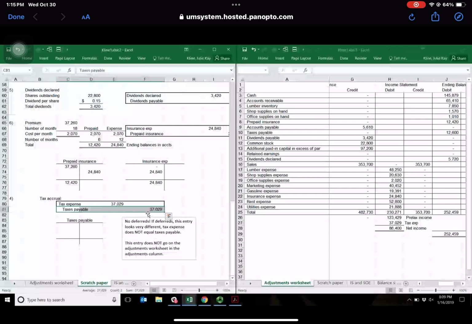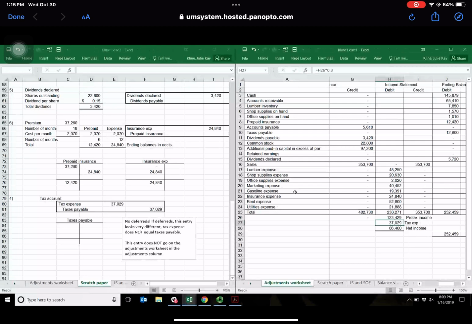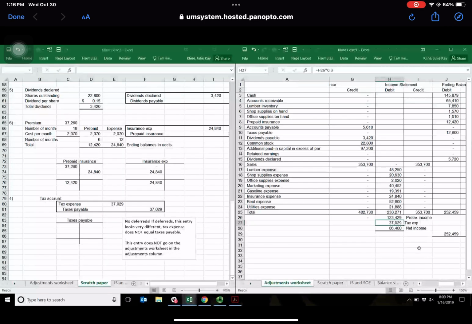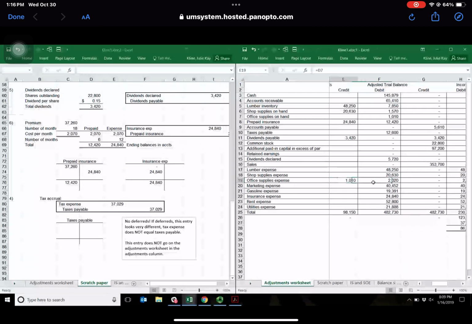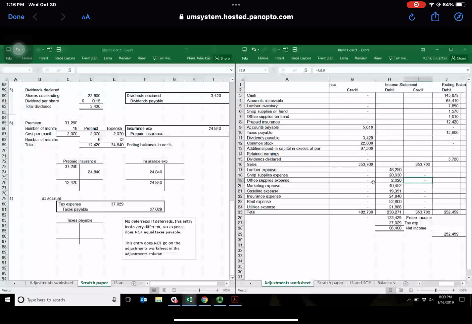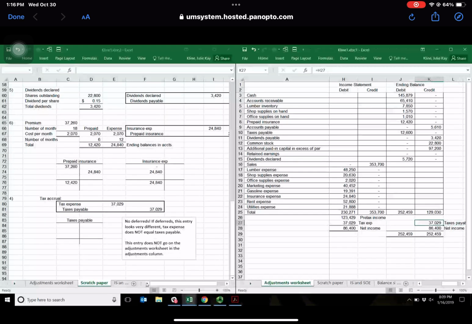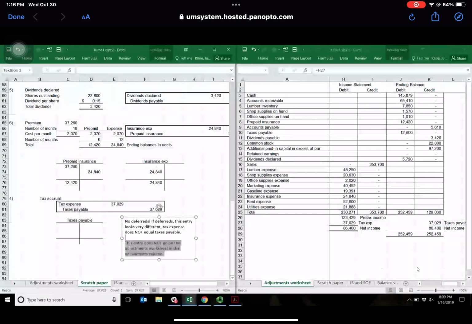And another really important thing is that this entry does not go on the adjustments worksheet. We don't put tax expense in here because it would create a circular problem of tax expense being included in pre-tax income, and then you'd multiply by the tax rate and you would get tax expense, and the math just doesn't work. So it does go on the worksheet, but it goes down below. It doesn't go in the adjustments columns. So the other side of that entry is taxes payable, and that's a new liability account over here. So our new liability entry.